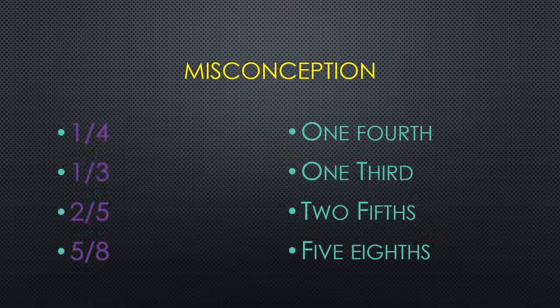Not really a misconception, but it is easier when starting out learning about fractions. Instead of saying 1 over 4, it is easier to say 1/4, as here we have 1/3, 2/5, and 5/8. It's easy for students when first learning fractions to use this side instead of this side when explaining fractions.